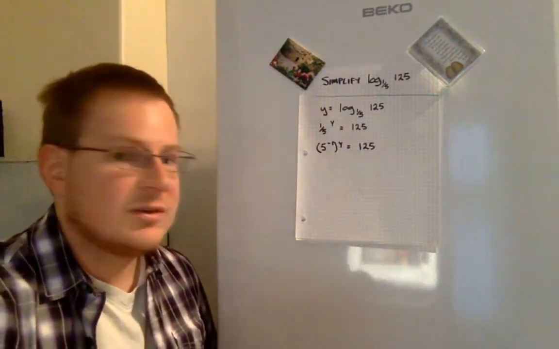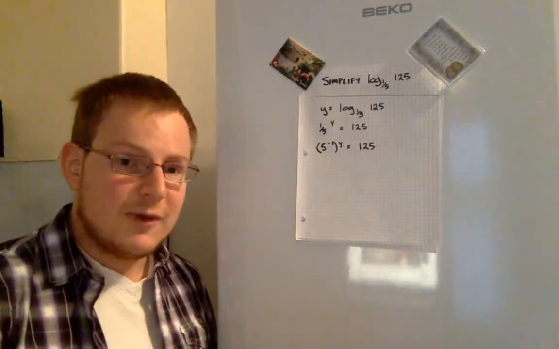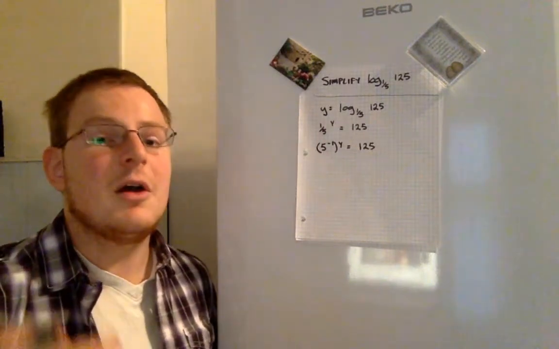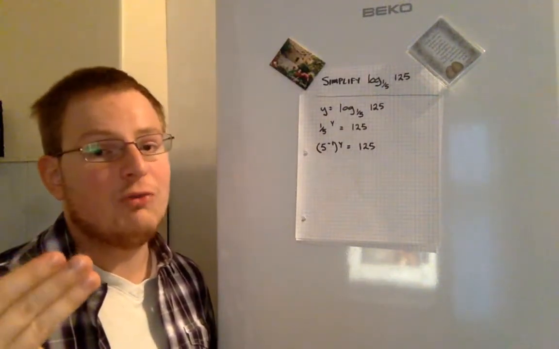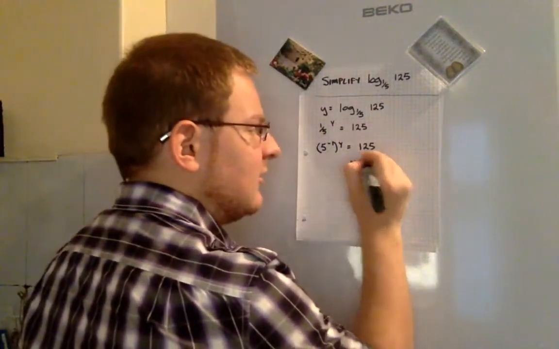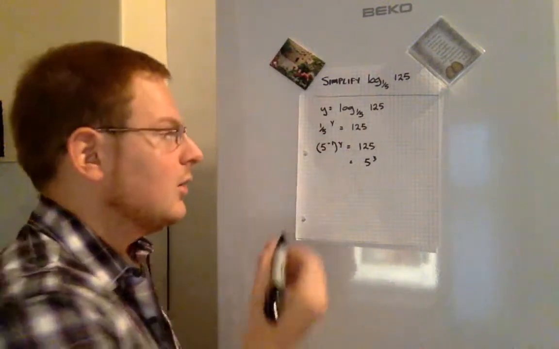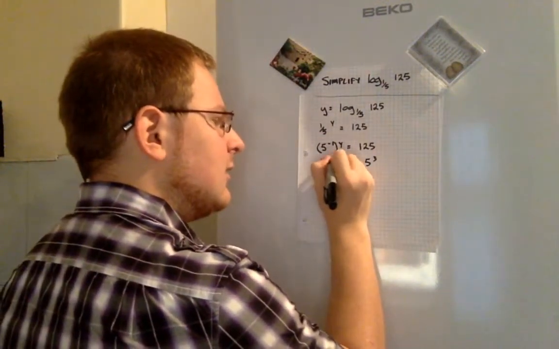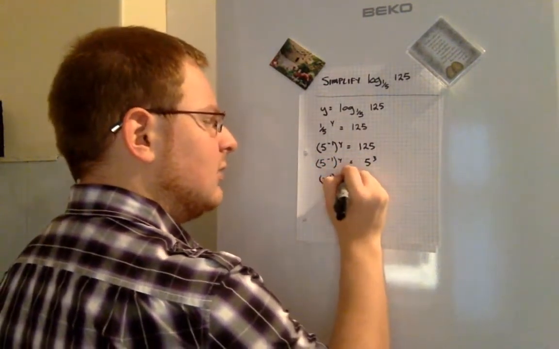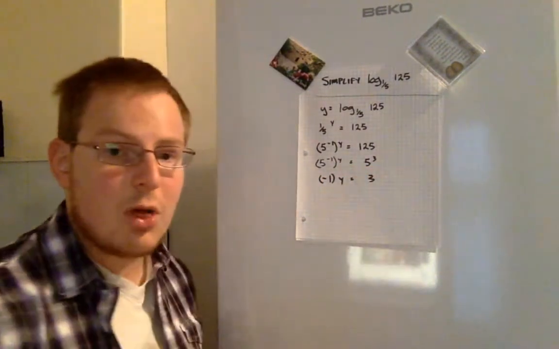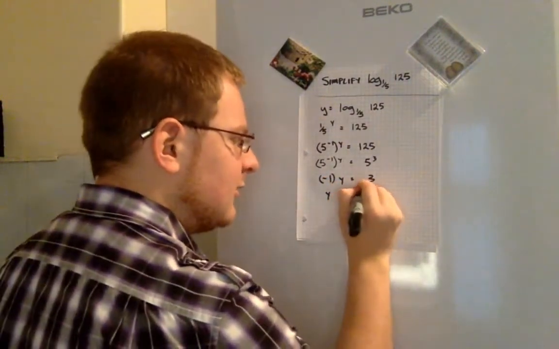And just by knowing some basic multiplication tables, we don't have to go into the basic arithmetic about it, we know that 5 times 5 is 25, times another 5 is 125. So that would be 5 to the power of 3. So we'll just say 5 to the power of 3. And then we can know that if we take the logarithm of both sides, we wind up getting negative 1 times y is equal to 3. So of course we can solve that and say y is equal to negative 3.